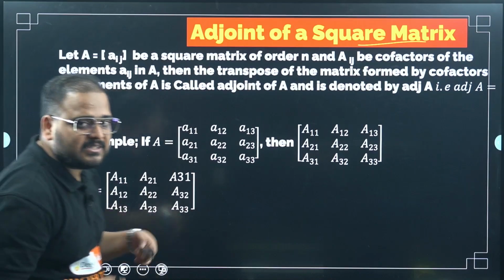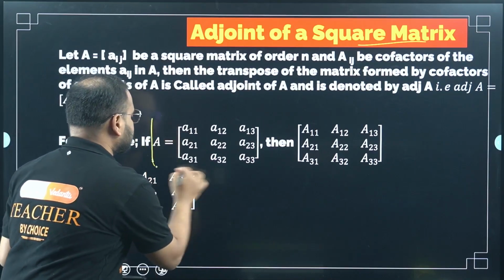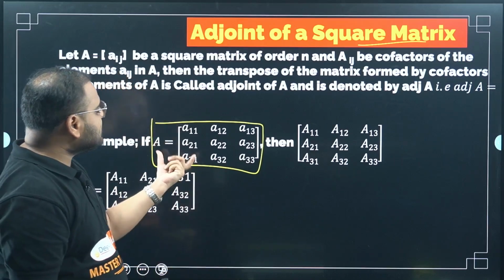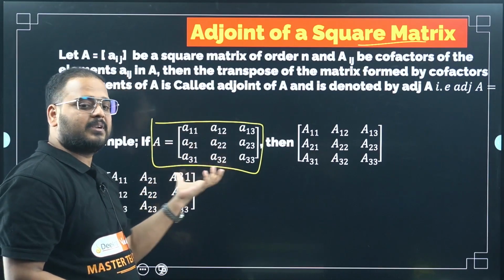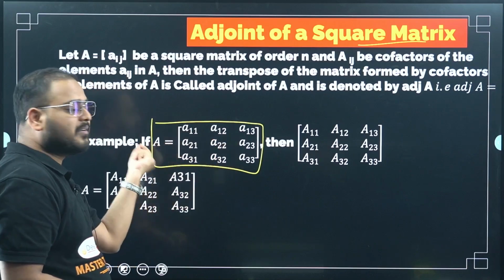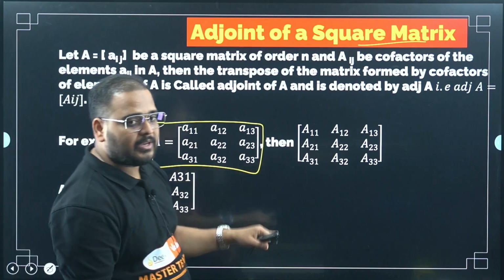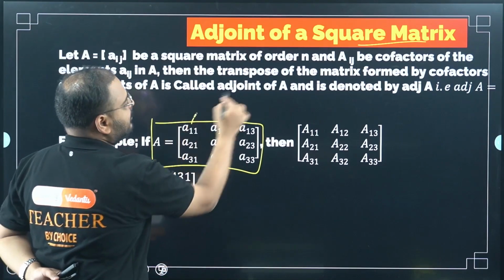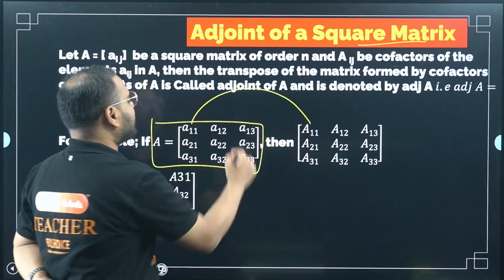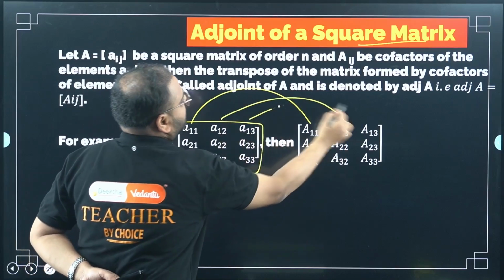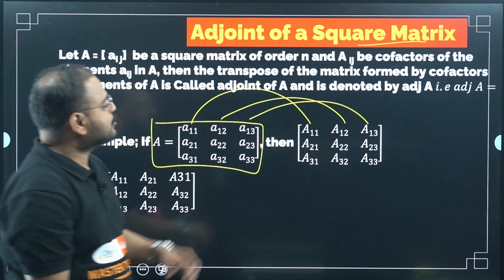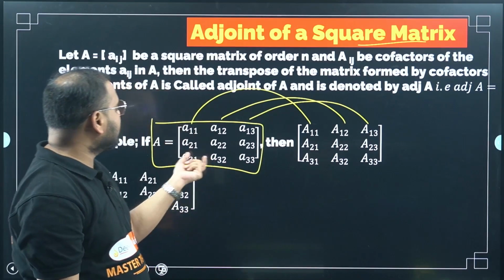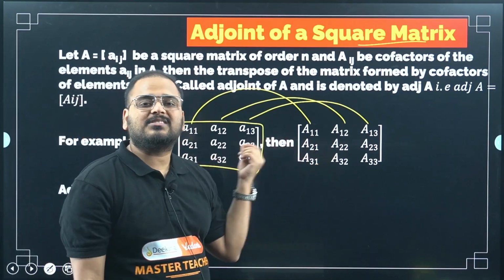So, if a matrix is given like this, what happens in adjoint? This is a matrix, A11, A12. These are the elements of the given matrix A. Now, what you do is, you write the cofactor across all the elements. So the cofactor across A11 will look like this, across A12 like this, and A13 like this. Correct? With the sign, obviously. So you have to make a matrix now with all the cofactors across the corresponding elements.